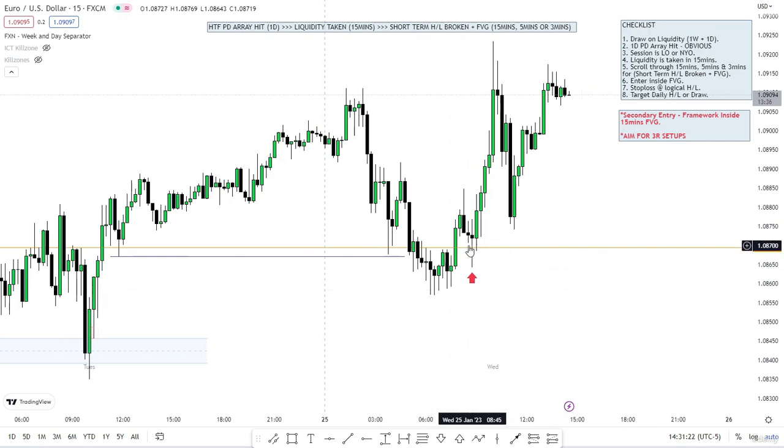Oh, let's look at the secondary entry right here. I think I've not outlined another example of a secondary entry. You want to be targeting daily highs and lows, just to know where the liquidity has been left. So let's look at this imbalance on a lower time frame. I think that will be the final.